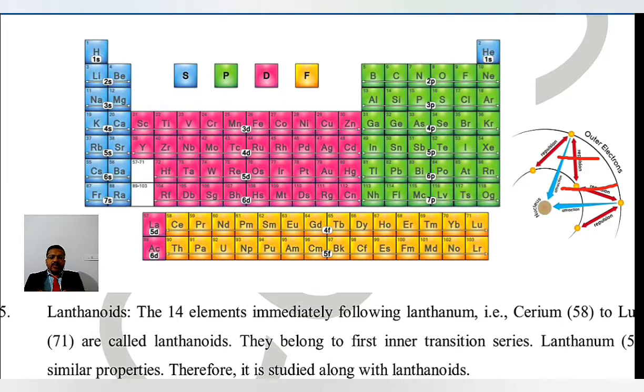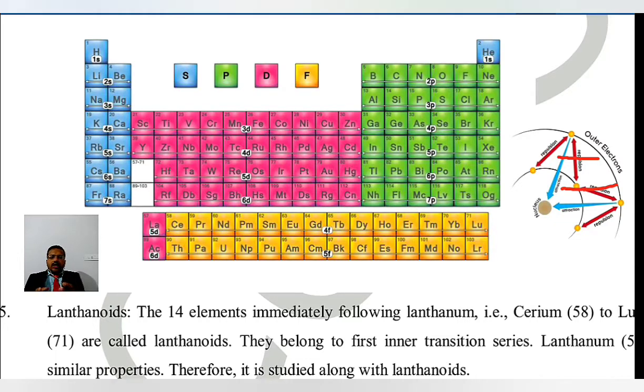For example, the first element with atomic number 21, that is scandium, has the electronic configuration 4s2 3d1. That means there is an unpaired electron in the d orbital. In the case of titanium, the outermost electronic configuration is 4s2 3d2. That means there are two unpaired electrons in the d orbital. And the third element, vanadium, has the outermost configuration 4s2 3d3. That means there are three unpaired electrons in the d orbital.